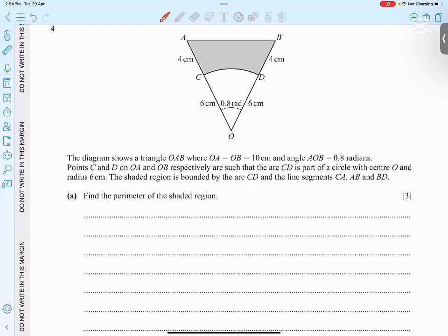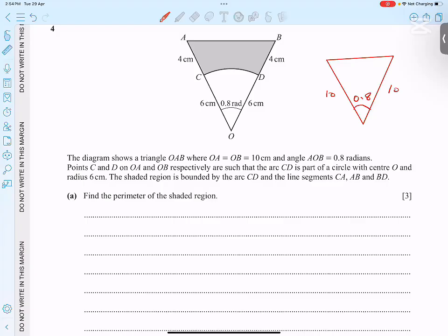Question number 4 we have. If you look at this question carefully, we have mentioned 6 from here, 4, total 10. So 6 and 4, total 10. Okay. So the best way to solve this kind of question is to draw this separately. Okay? There's a 10, there's a 10, and this angle is 0.8.